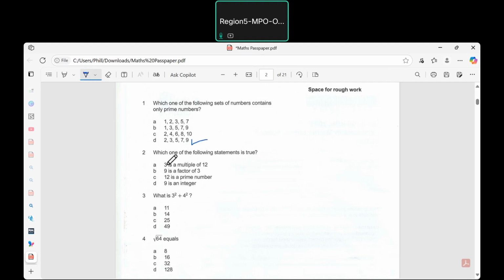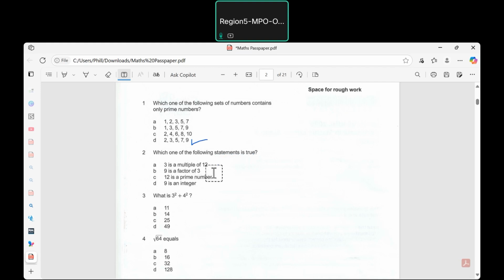All right. Now, let's look at the next question. Question number 2. It says here, which of the following statements is true? Now, it says that 3 is a multiple of 12. Now, multiples of a number means that you're adding the numbers. One of the definitions is that you add the numbers repeatedly. So multiples of 12 would have been 12, 24, 36, and so on. So 3 would not be a multiple of that. So let's just delete that.